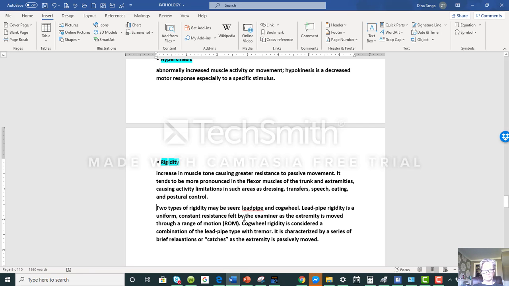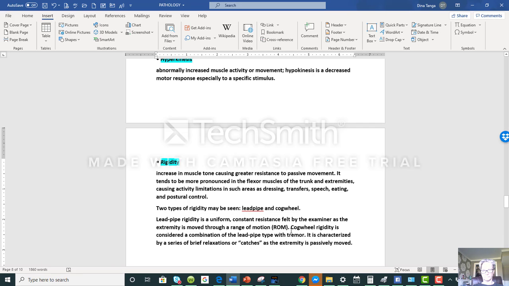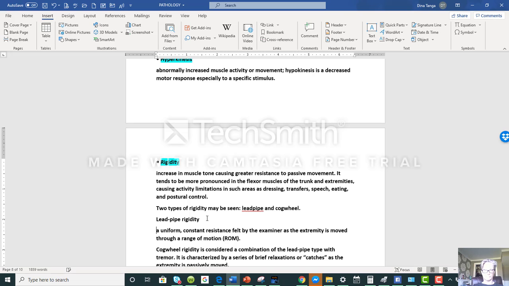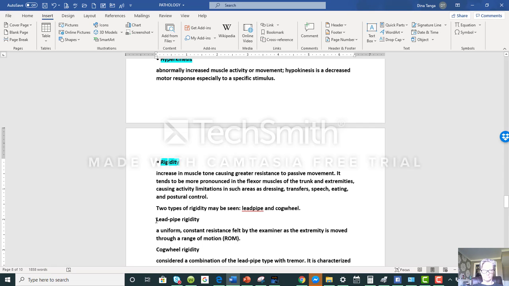Lead pipe rigidity is a uniform, constant resistance felt by the examiner as the extremity is moved through a range of motion. Cogwheel rigidity is considered a combination of the lead pipe type with tremor. It is characterized by a series of brief relaxations or catches as the extremity is passively moved.